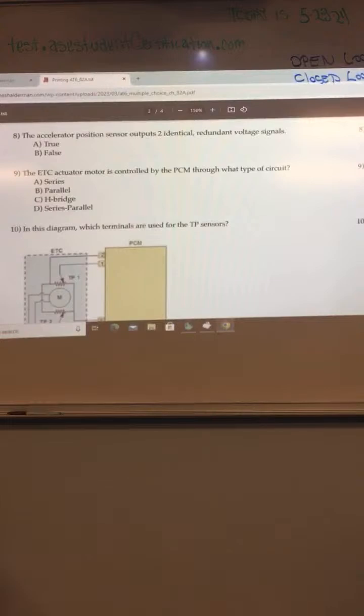The accelerator position sensor outputs 2 identical redundant voltage signals. True? False. I said false. You might see that one too. Are those 2 sensor outputs identical? They're opposite each other, remember? As one goes up, the other goes down. They're not redundant. What type of circuit? You might see this one too. That is an H-bridge circuit.